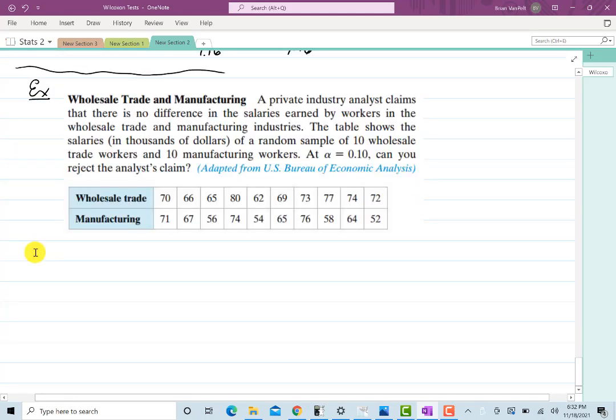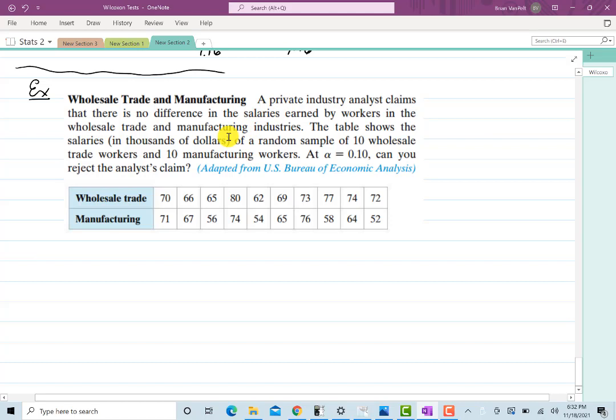All right, here I have an example that I want to use one of the tests for. These ones are not meant to illustrate one of the other tests, but you need to decide which test to use based on the material that you're given. So let's first see what this says and then see what we have to write down. Let's write our H naught and HA down. We have a private industry analyst claims there's no difference. So this is a two-tailed test.